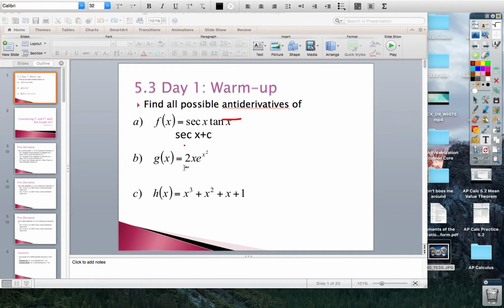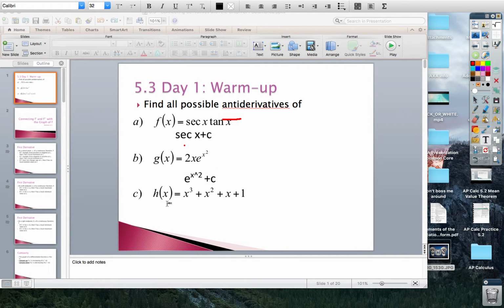Same thing with part b. This is going to be e to the x squared. Because remember, if we take the derivative of e to the x squared, that's going to be e to the x, or in this particular case, x squared, times the derivative of the top, which is just 2x. And therefore, we're left with what b is. So this is the antiderivative plus c.